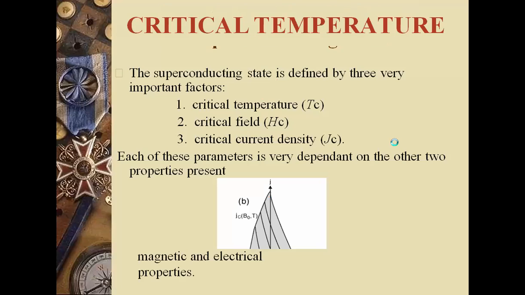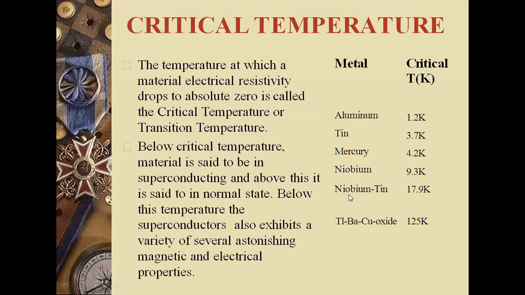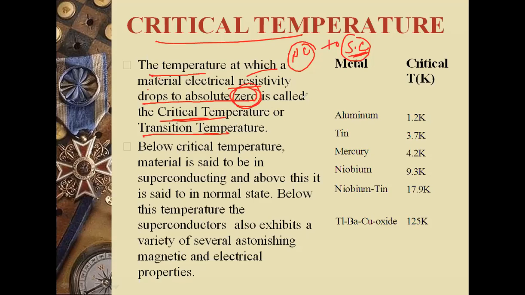And coming to the very important examples: what are the examples and their critical temperatures? The critical temperatures of some materials are posted here. What is the critical temperature definition I told you? Critical temperature is the temperature at which a normal conductor transforms into a superconductor. The temperature at which the material's electrical resistivity drops suddenly to zero is called the critical temperature or transition temperature.